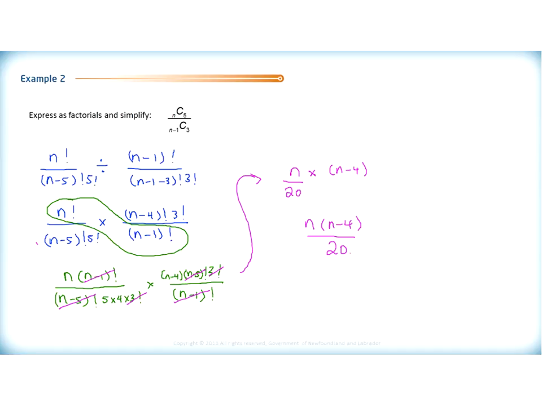And I'm done. I wasn't asked to solve for n here, folks. What I was asked to do was express as factorials and simplify. I've simplified it. There's my answer. Important thing here is breaking down the factorials, right? Always start with the larger one and break down until you get the smaller one.